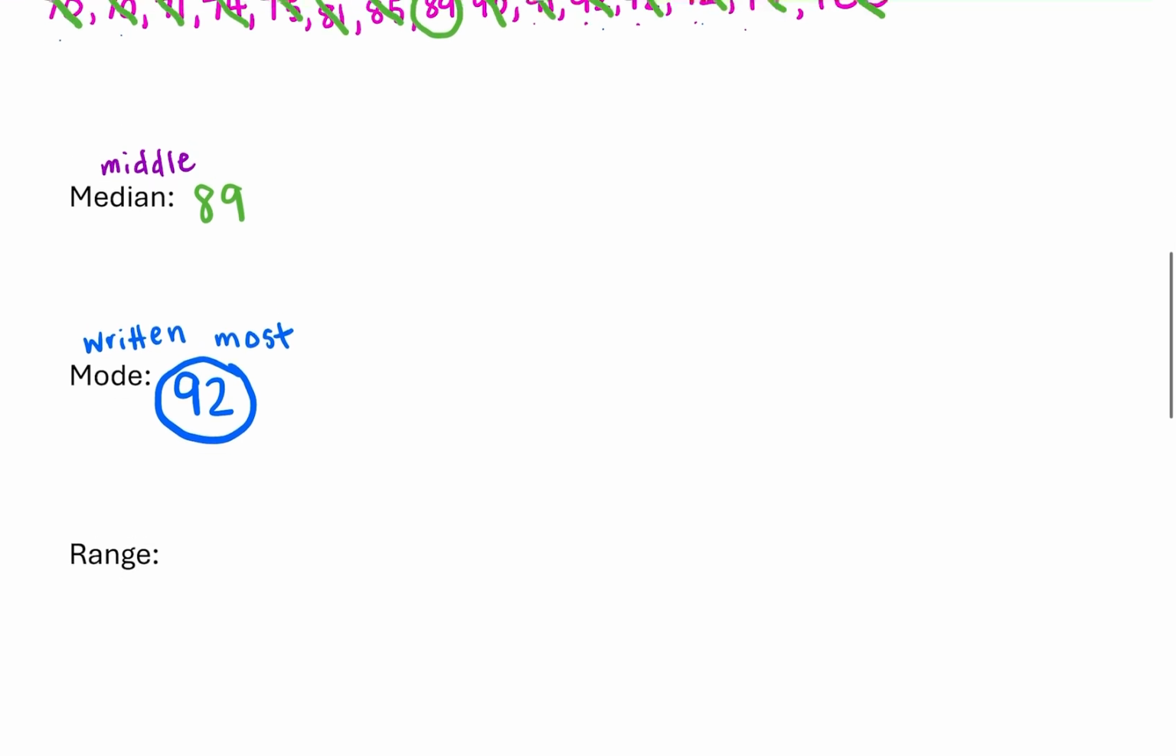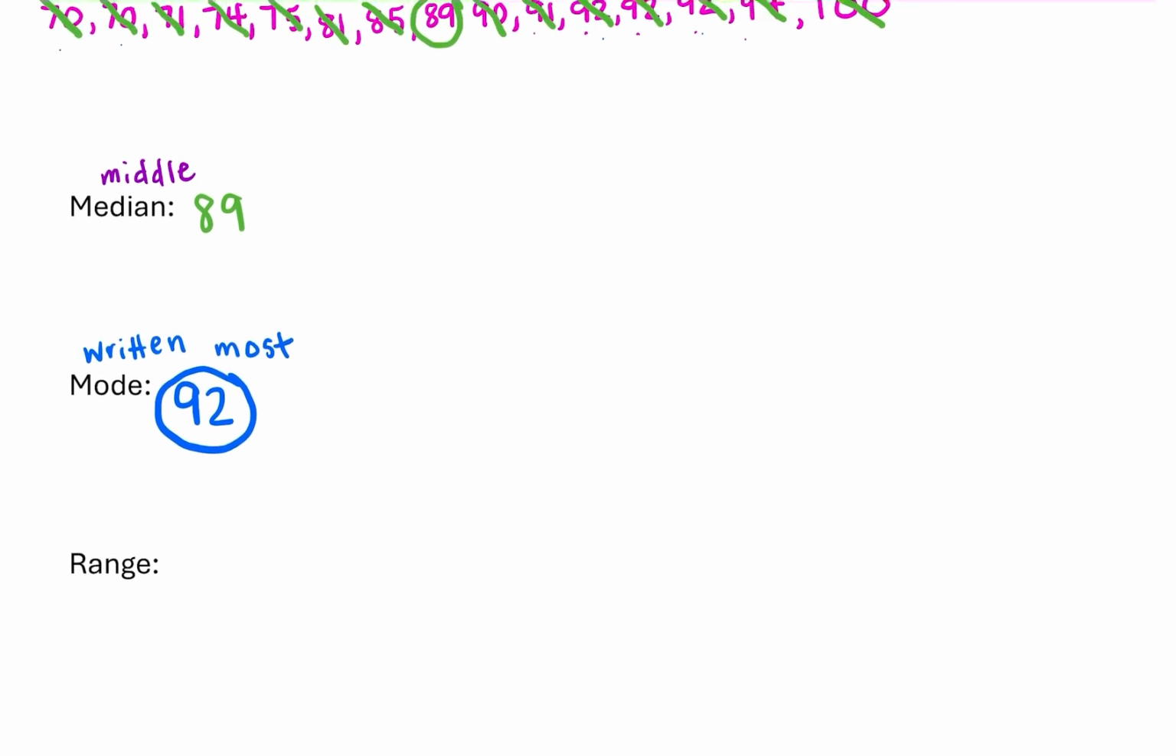All right, and then I have range. So my biggest number minus my smallest number. Biggest is 100, smallest is 70. Range again is big number minus small number. So 100 minus 70 is 30. Okay, and that is our first stem and leaf.